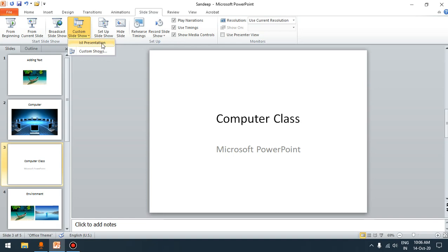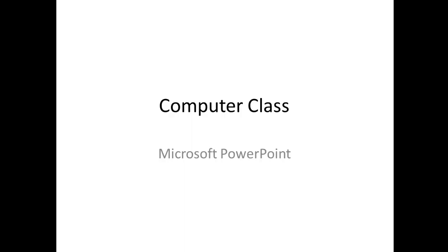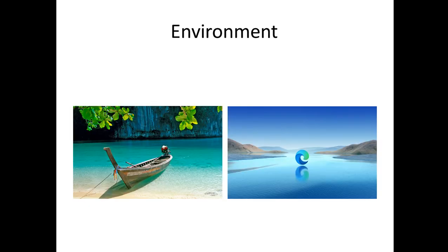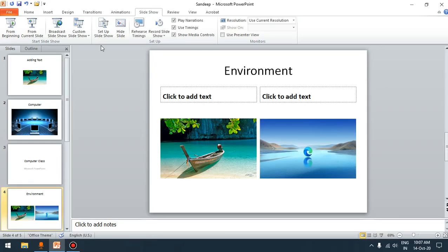Now I will click on this, and you can see that the third slide that we had added as the first slide in the custom slideshow has appeared on the screen. Now if I press the left mouse button, we can see the next slide of the custom slideshow, and if I press the left mouse button again, we can see the last slide, that is the third slide. To end this presentation and come out of this full screen slideshow, we will press the Escape key. So this covers all the topics of this lesson.